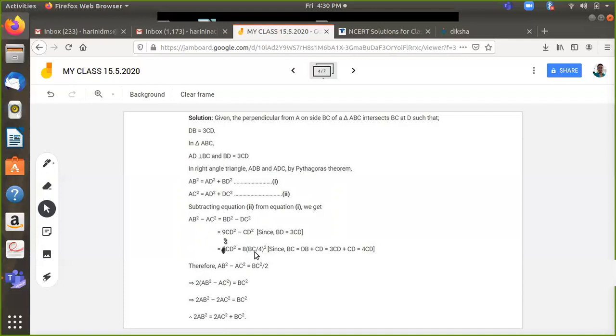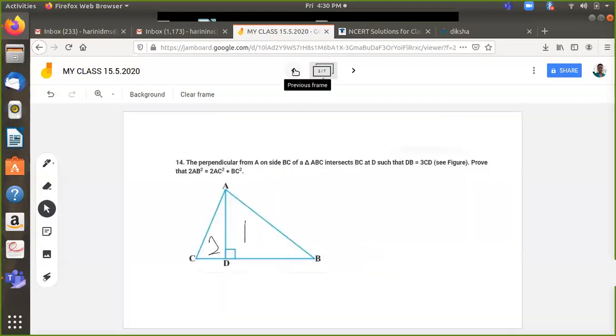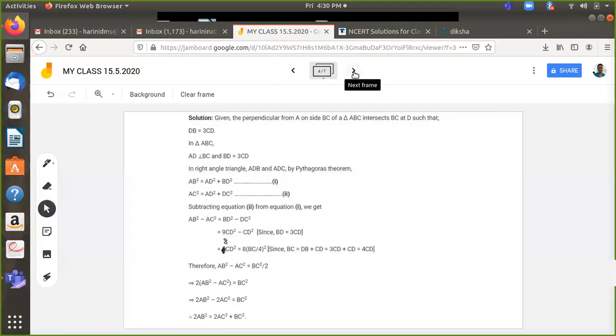How is this argument happening? Now your BC is DB plus CD. How is BC DB plus CD? BC is nothing but DB plus CD. That means you add these two segments, you get back BC. So that's how BC is written, DB plus CD. But already my BD is 3 times CD. So from here I am bringing that 3 times CD. So 3 times CD plus CD will make it 4 times CD.